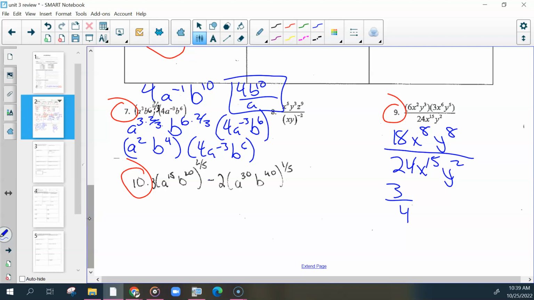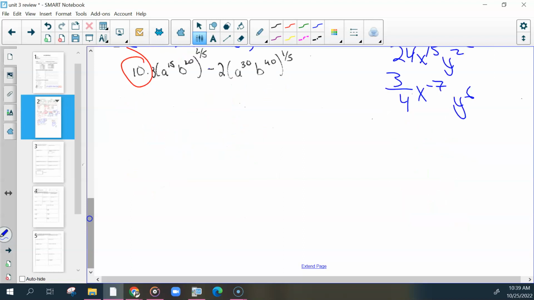Okay, and then our new exponents we're subtracting. So x to the negative 7, y to the 6. Our x would go in our denominator, y would stay in the numerator. So 3y to the 6 over 4x to the 7.